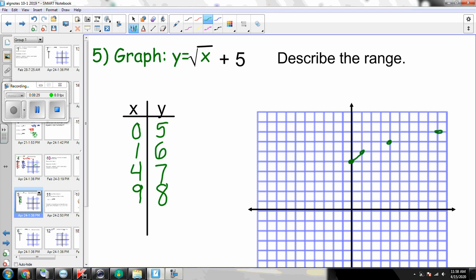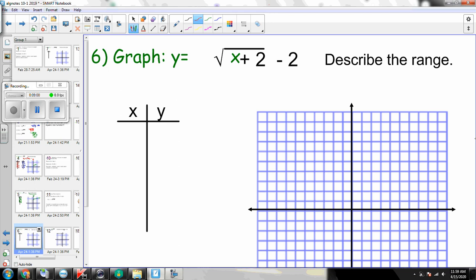Okay, so my graph is going to look something like this. I'm having a little trouble graphing with this airliner. Okay, but you can see the y values, the range, would be any number greater than or equal to 5. So here's my y-axis. The range are my y values. The lowest number y could be is 5. Y could be any number greater than or equal to 5.